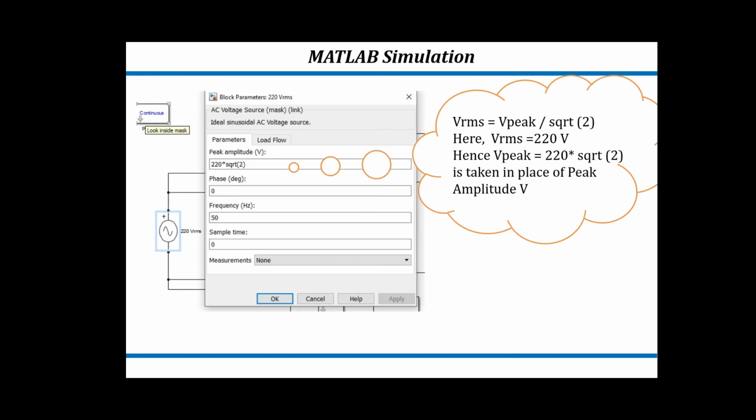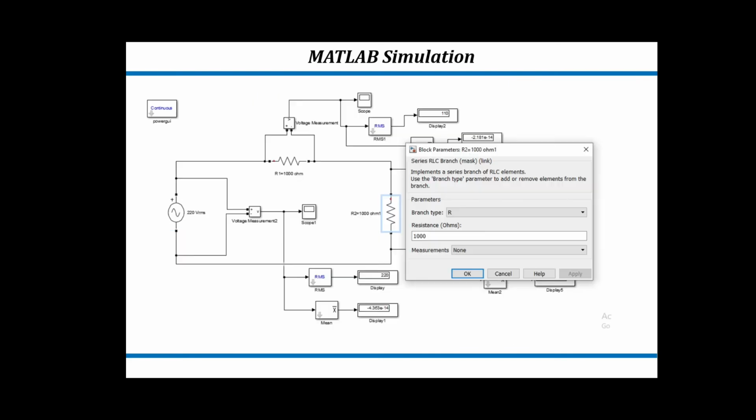Here is the circuit that we have taken in the MATLAB simulation. We have taken an AC source of 220 volt, and a resistance of 1000 ohm is connected in series with the AC source. To measure voltage across the circuit, a voltage block is attached in parallel with the AC source. The frequency in the circuit is 15 Hz.